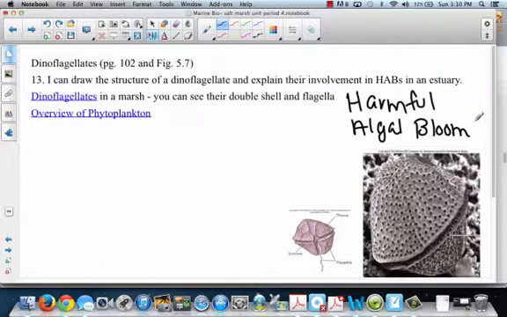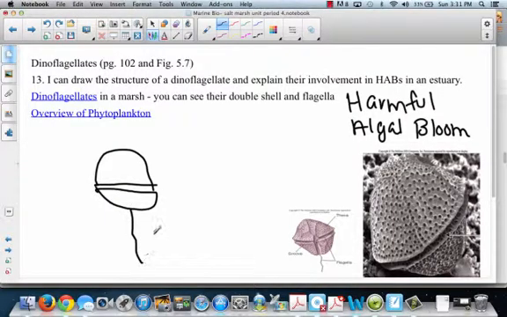Dinoflagellates, for our purposes now, are going to be found in almost every ecosystem. They have positive ones, they have negative ones, meaning they have ones that have a symbiotic relationship, which are very positive, like in a coral reef, and then they also have ones that are parasitic, that are linked to harmful algal blooms. How would you identify them? Well, you can look at the pictures over here, and it looks like they have two shells. So I want you to kind of draw a shell here. It's almost like a hamburger bun, if you will, and then draw a flagella. Okay, that is going to be our dinoflagellate.